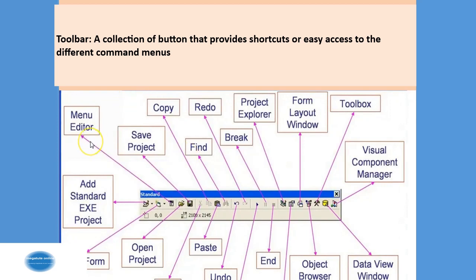Now again let's have a quick look at all the tools and what they do. Most of you know actually. So this is the save, this is the copy, this is the redo, this is find, break, this is project explorer, form layout window which arranges the forms one after another, toolbox, this will bring your toolbox, visual component manager, data view window, object browser, end, paste, undo, open project, cut, add form, add standard exe project, and this thing is called the menu editor. Okay, but we are not going to use all of them as I told you.